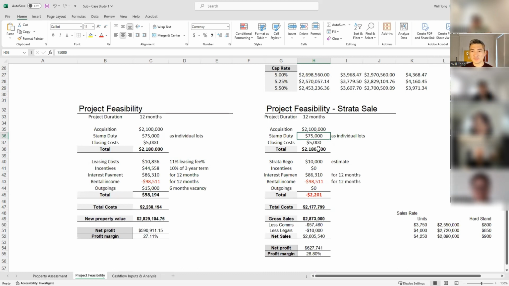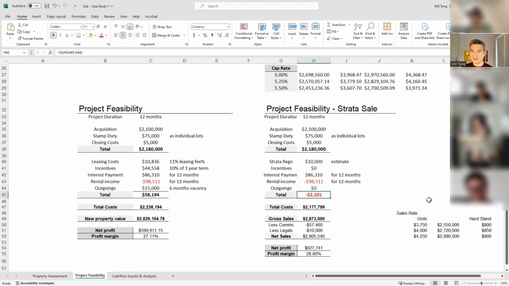So closing costs, 5 grand, 2.18 was the total acquisition cost. Because it's already strata titled, we didn't need to do anything in terms of DA or all that type of stuff, but we did need to register the strata. So we did have to get a lawyer to draw up some bylaws and basically establish a body corporate. We allowed 12 months for that. So there's interest payments for 12 months, and obviously we're receiving rent for 12 months. So really it was kind of neutral, sort of broke even. So total cost still remains relatively the same.